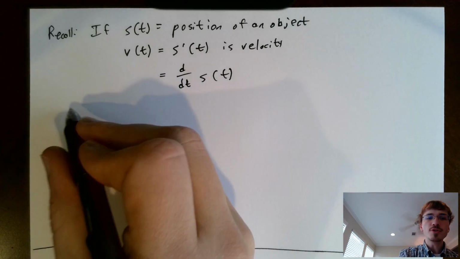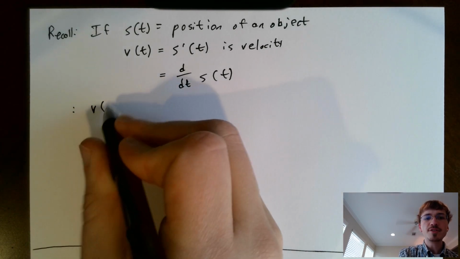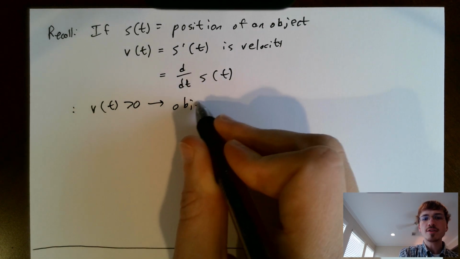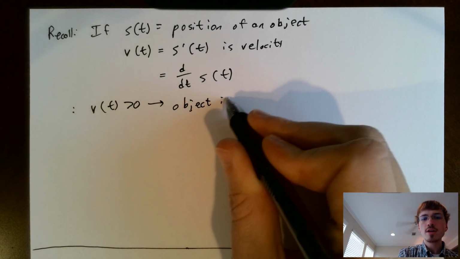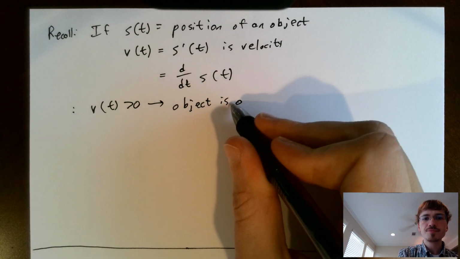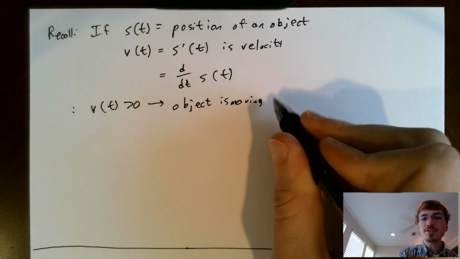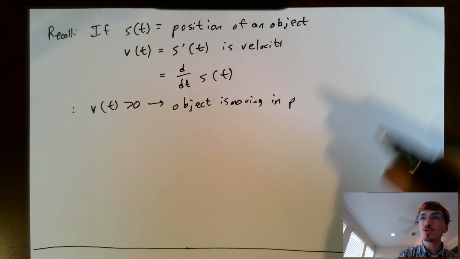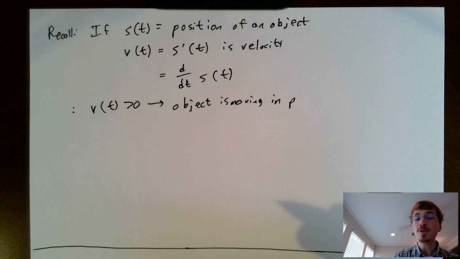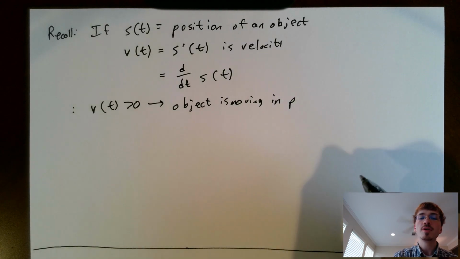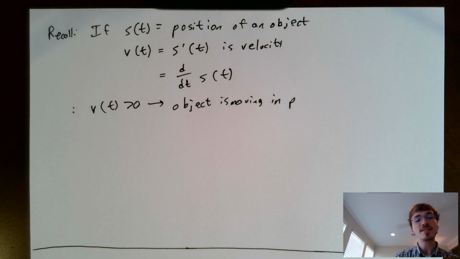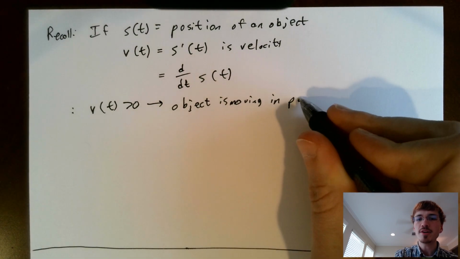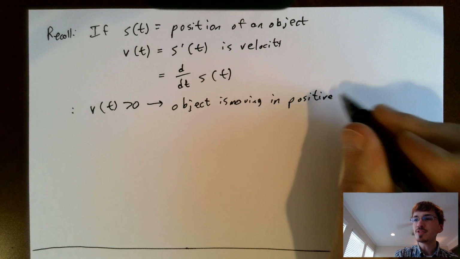And recall further that if our velocity function v of t is positive, that means that the object is moving in the positive direction, whatever that is. It could be up, right? If it's vertical position, then positive velocity would be moving upward. If it's moving along the x-axis, then positive velocity would mean to the right. It just depends on the context.